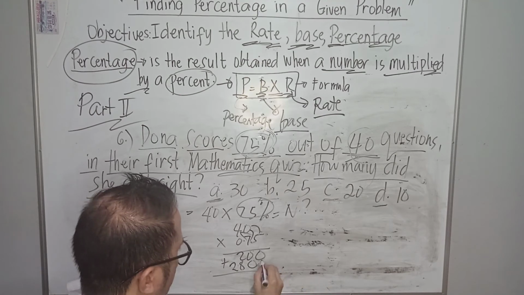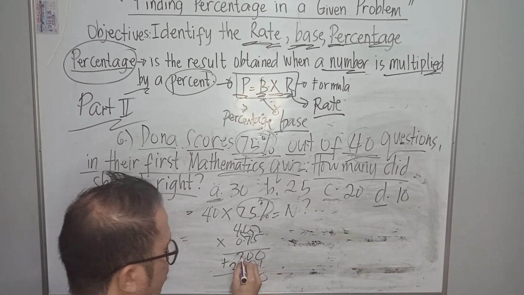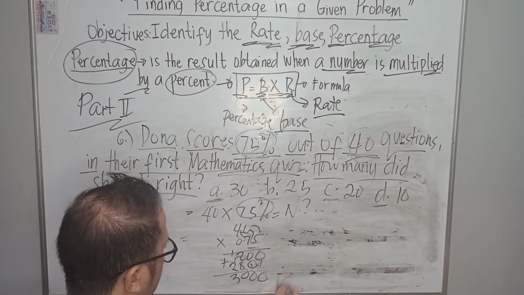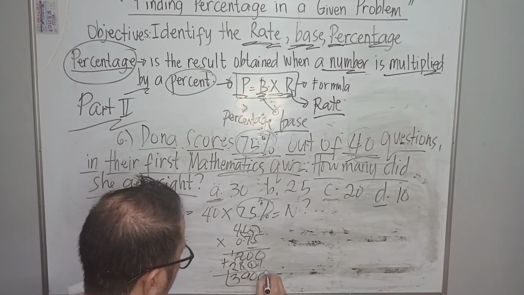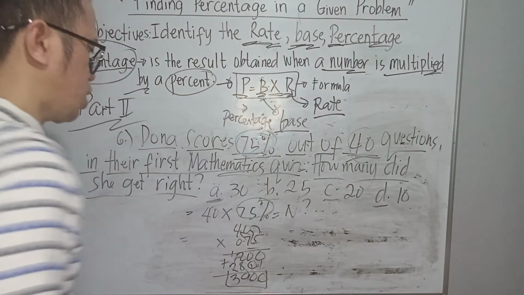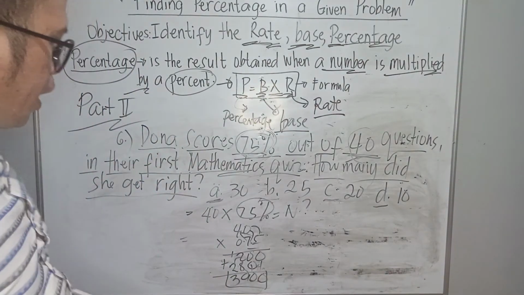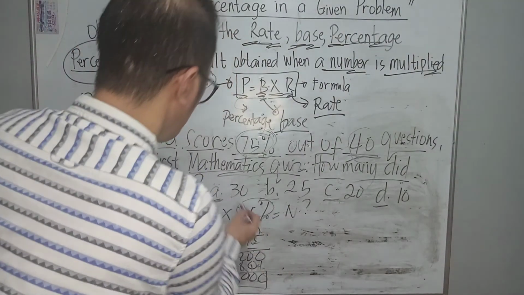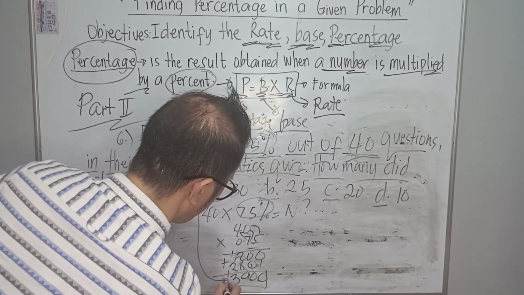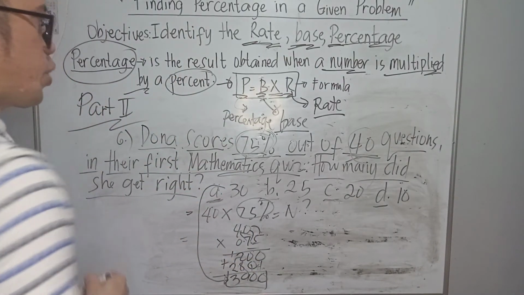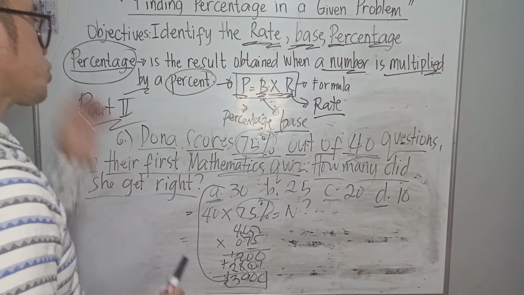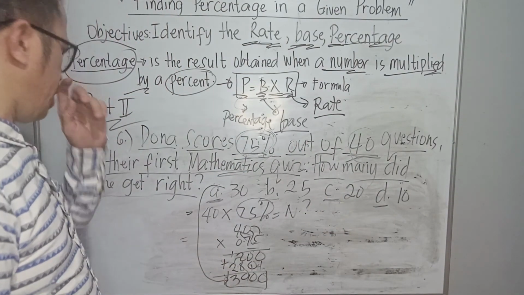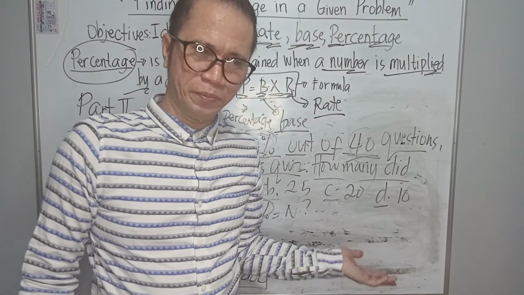Now, sum up, my dear viewers. 2, 0, 2 plus 8, so we have 10, 1. So count the decimal points, 1, 2. So we have here our result. Okay? So the result is 30. So what letter is that, my dear viewers? We have letter A. Okay, letter A, the result is 30. So Donna scored 75% out of 40 questions. She got only 30 correct answers.